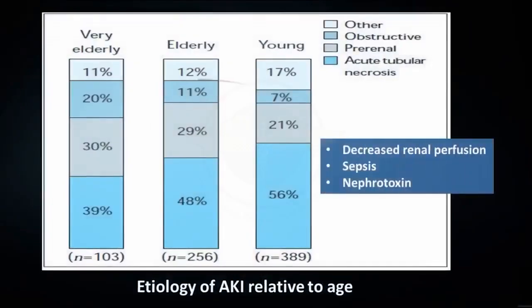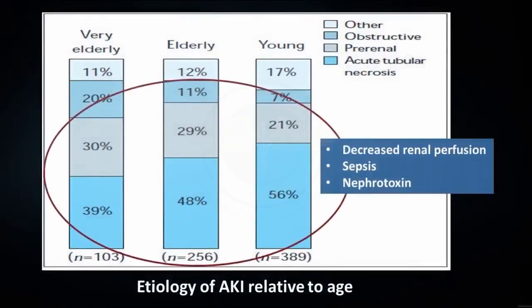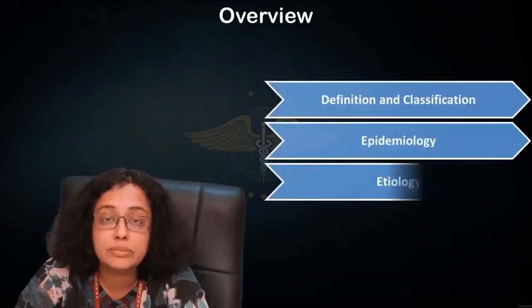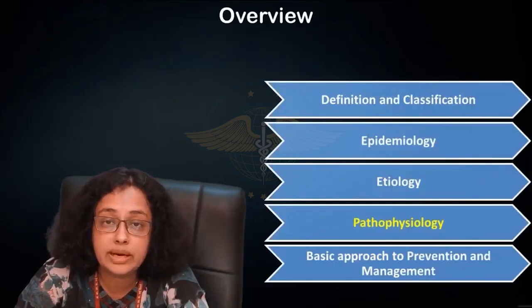The causes of AKI vary according to various age groups. As you see here, in the elderly and very elderly, obstructive causes are more common compared to the young age, while pre-renal and ATN are more common in the young age groups. Having looked at the various causes, let's briefly look at the pathophysiology of AKI in these conditions.